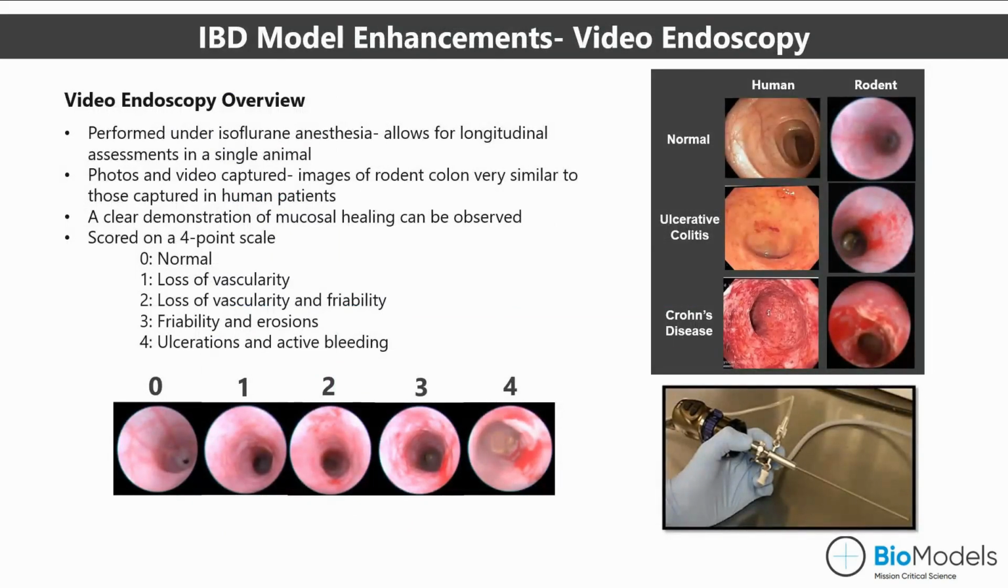Before I get into the model data, I'd like to talk about a unique capability that we have at BioModels, which is video endoscopy. And this is performed under isoflurane anesthesia, and it allows for longitudinal assessments in a single animal. We do collect photos and video at the time of the procedure, and each animal is scored on a 4-point scale ranging from normal through loss of vascularity to friability and all the way up through ulcerations and active bleeding in most severe cases.